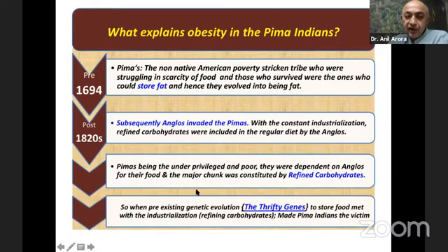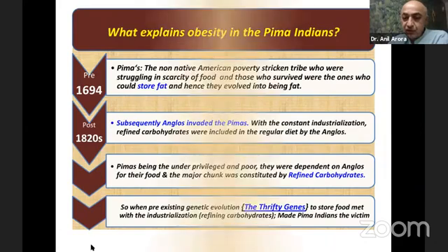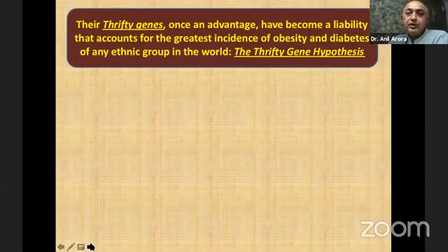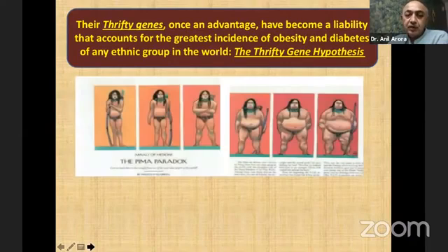So the Pima Indians, by default, because of their existing genetic evolution, because of the presence of the thrifty genes, were now fed with industrialized refined carbohydrates, which led to the victimization of these so-called Pima Indians. So a combination of the thrifty gene, which was at one time an important asset of their living, became a liability. So this is called the thrifty gene hypothesis.